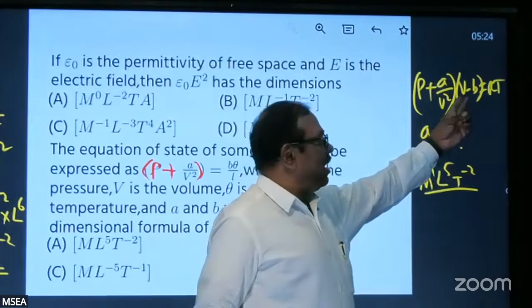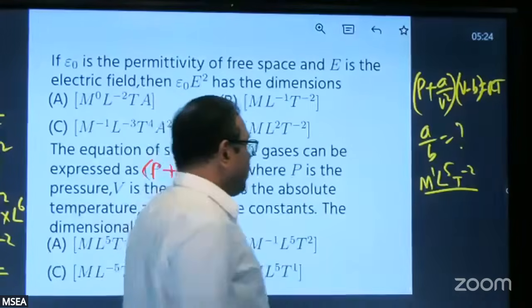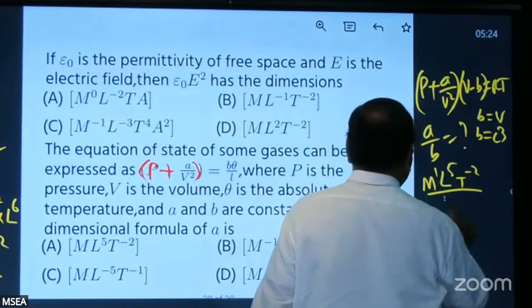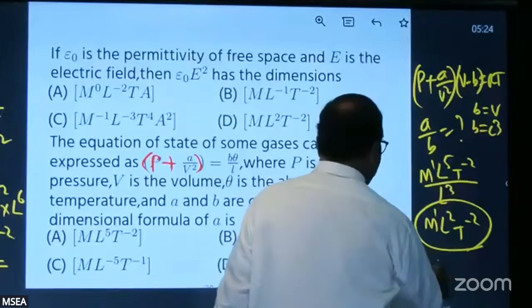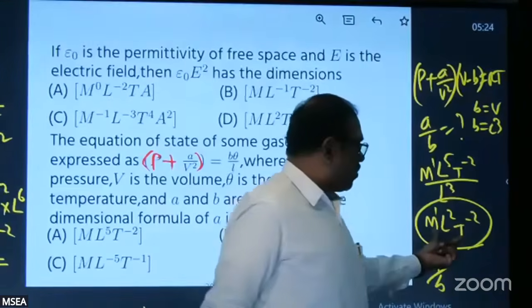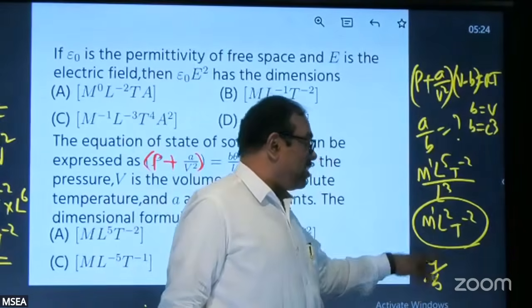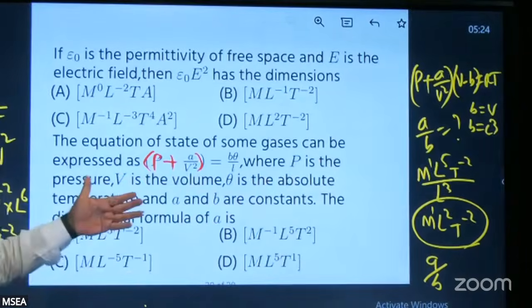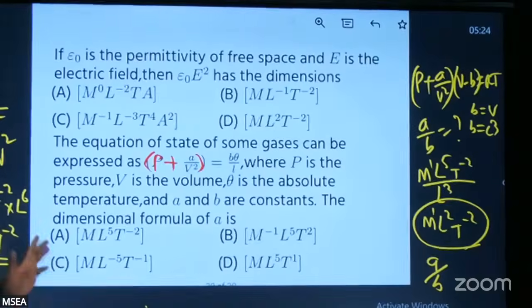Then in V minus B, there is a minus between the two quantities, so they are dimensionally the same. Therefore B is equal to volume, which is L cube. Then A by B has dimension formula M1 L square T minus 2, which is equal to that of work done. So A by B gives energy, that is, the dimension formula of work done.